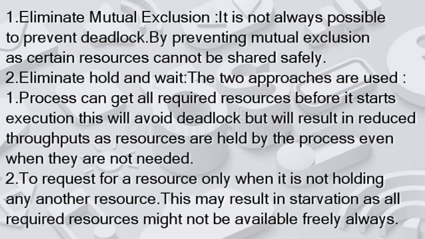Number two, eliminate hold and wait. Two approaches are used. In the first, a process can get all the required resources before it starts execution. This will avoid deadlock, but will result in reduced throughput, as resources are held by the process even when they are not needed. In the second, a process can request a resource only when it is not holding any other resource.